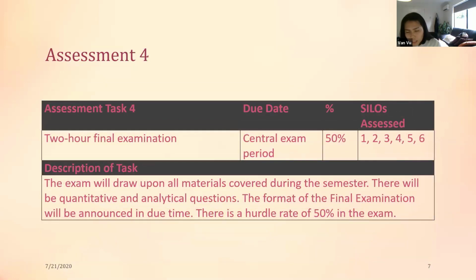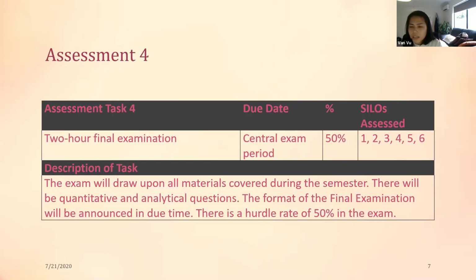Assessment task 4 is just your final exam. It's going to be a 2-hour final exam. It is worth 50% of your total mark, and we have a hurdle rate of 50%, okay? That means you need to get 25 marks out of the exam to pass the final exam, okay? So yes, there is a hurdle rate of 50%.